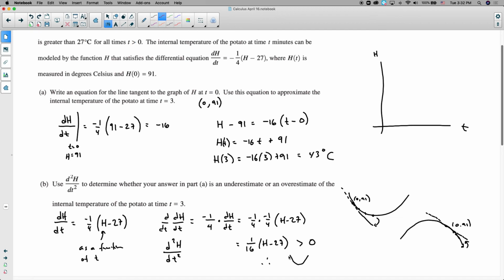Remember, again, that when a second derivative is positive, your first derivatives here in red are increasing, going from negative to positive. So we're in this scenario where the tangent line runs below the function 3 spaces over. So we can see that this 43 is actually an underestimate. So I'll just write underestimate. 43 degrees Celsius is an underestimate.